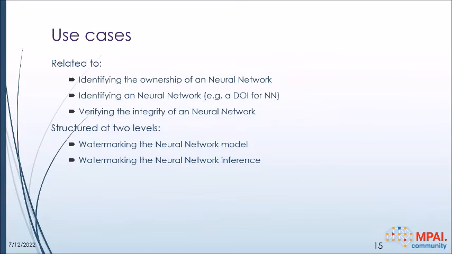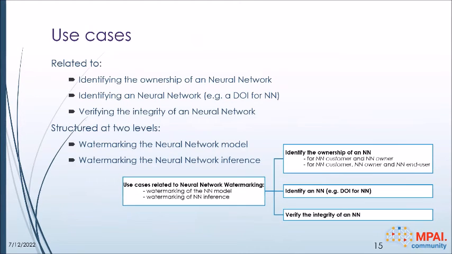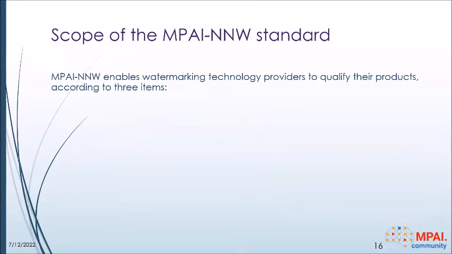So we identified several use cases. We have a use case related to identifying the ownership of a neural network, who owns this. To identify the neural network itself, we say, what if we define a kind of DOI for a neural network? And tools for verifying the integrity of a neural network. We structure them at two levels, as I already stated: watermarking the neural network models, the parameters, the values, or watermarking the neural network inference.